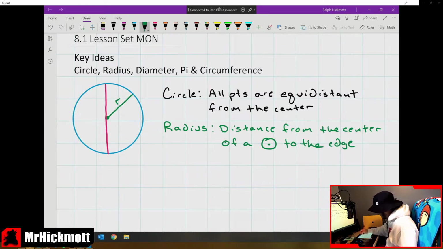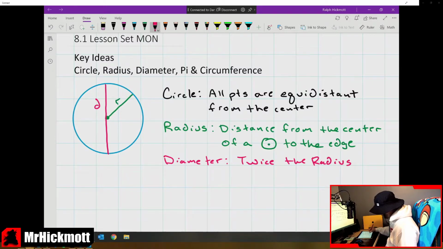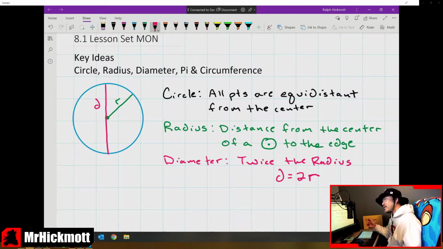And the diameter is D. That's the purple line or pink line. For a diameter, the simplest way to think about it is that it is twice the radius. Some people in your book will show a formula called D equals 2R. You don't really need to memorize a formula. You just need to know that the diameter is always twice the radius, and the radius is always half the diameter.